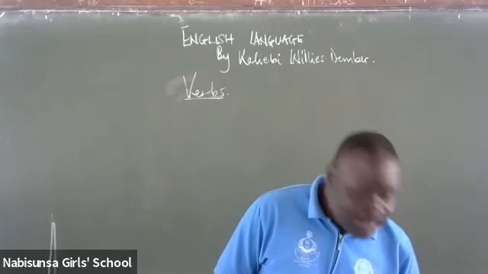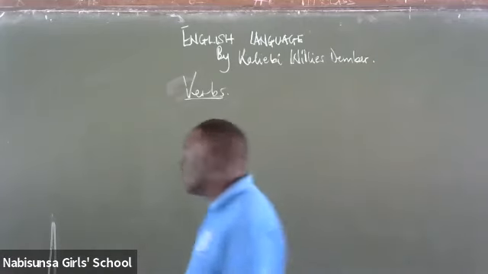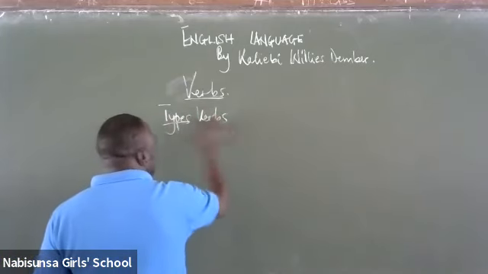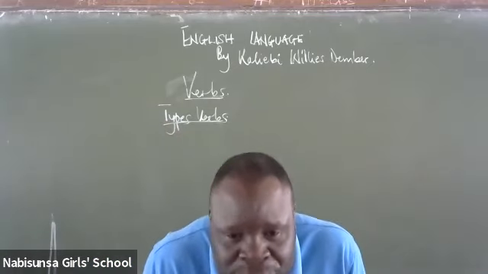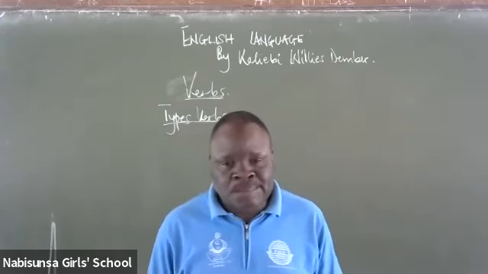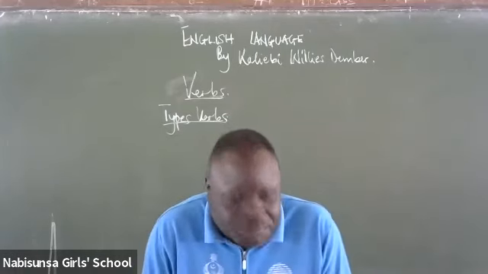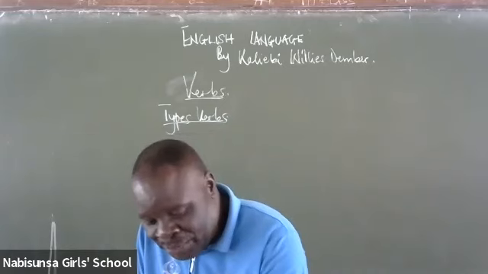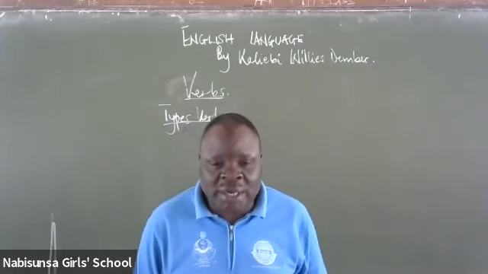I said we are looking at verbs and at types of verbs. But before we look at types of verbs, I would like to know, what is a verb? Yes, please, what's a verb? A verb is a word that shows action. Thank you very much.